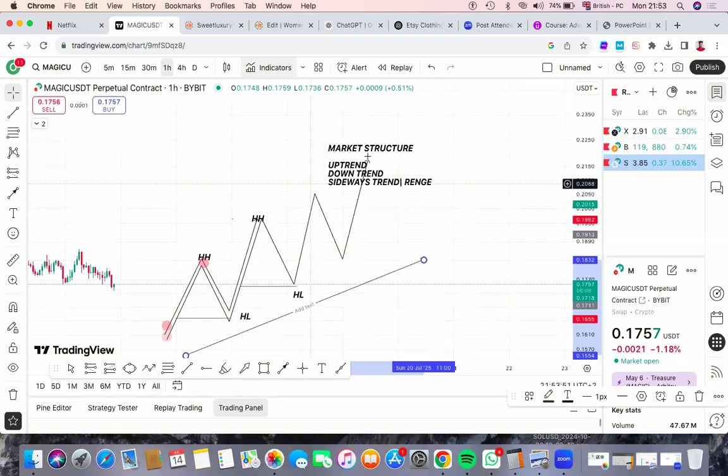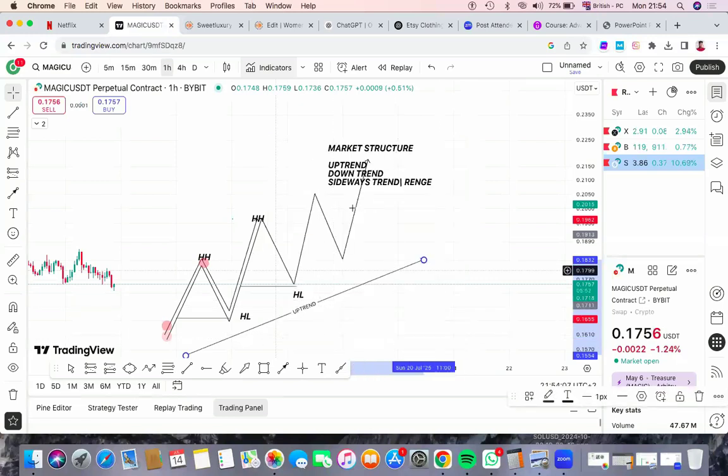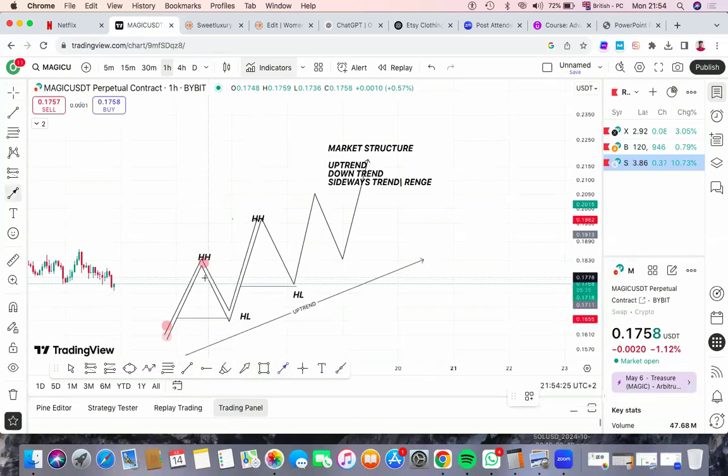So we have three types of markets, right? We have three types of market structure. We have uptrend, we have downtrend, and we have sideways trend. And the characteristics of an uptrend is that markets will be creating higher highs and higher lows and will be breaking structure to the upside. So what do we refer to as structure? The previous high of this trend. So market will be breaking structure to the upside.